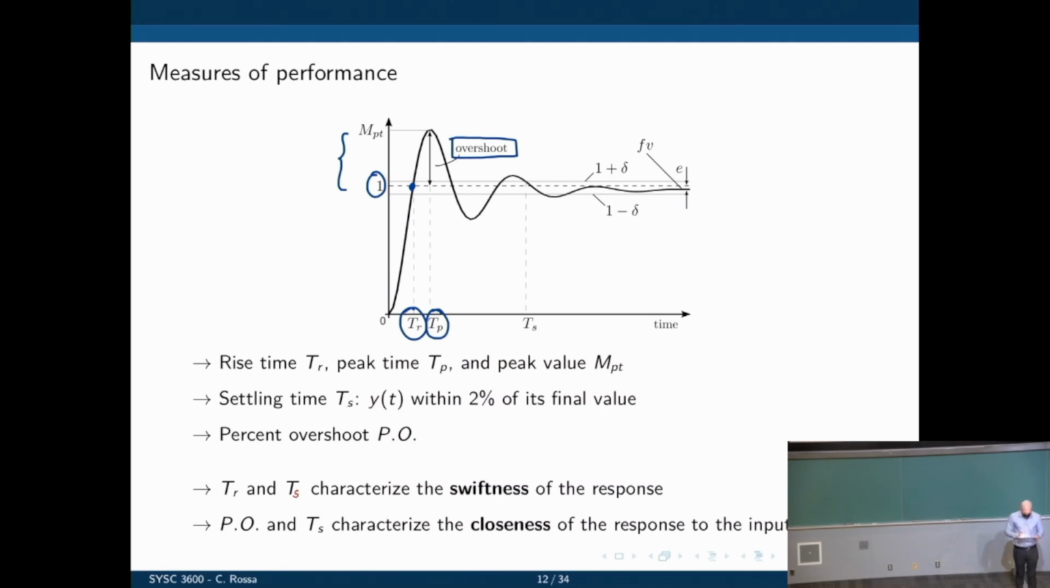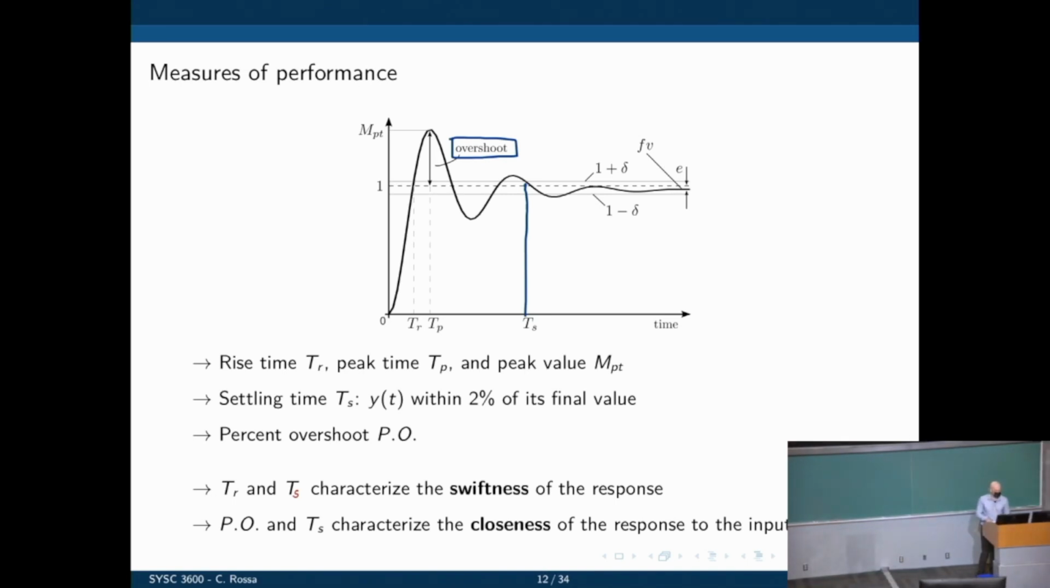What else can we quantify here? We can quantify the settling time. And the settling time, in this case, is TS, is how much time the system takes to stay within 2% of its final value. So if the final value is 1 plus minus 2%, that's this delta here, 2%, is going to be 1.02.